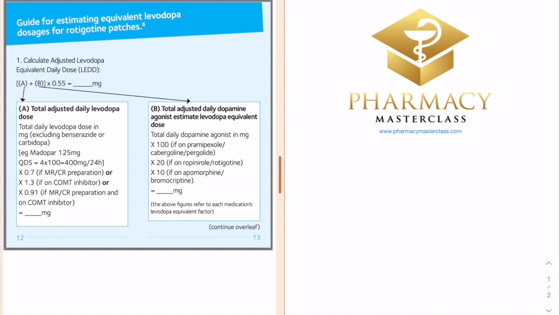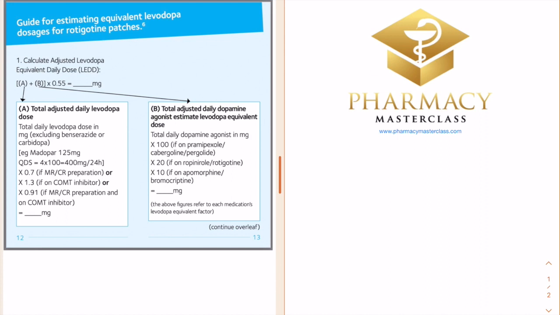in the exam. So today I wanted to do a short video just about conversion dosing of levodopa dosages to rotigotine patches. Now, what I've done is I've put together 6 different past paper questions that I've come across, and I'm just going to show you my technique that I tend to use when I'm training my students to tackle these questions.